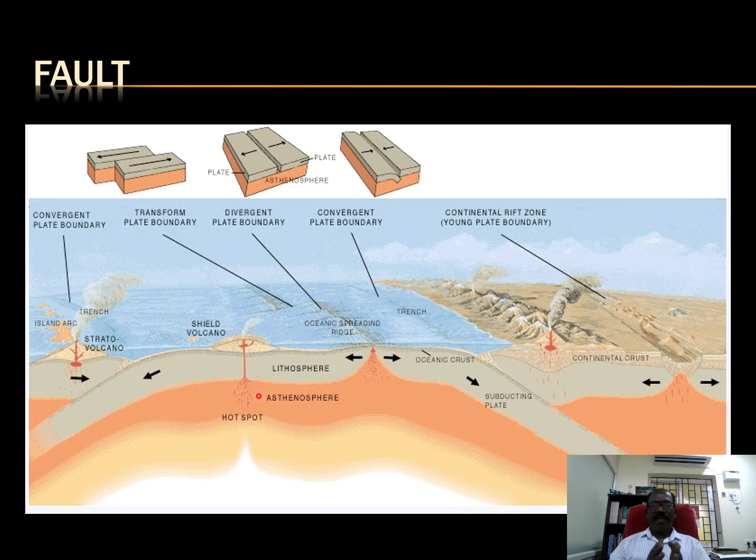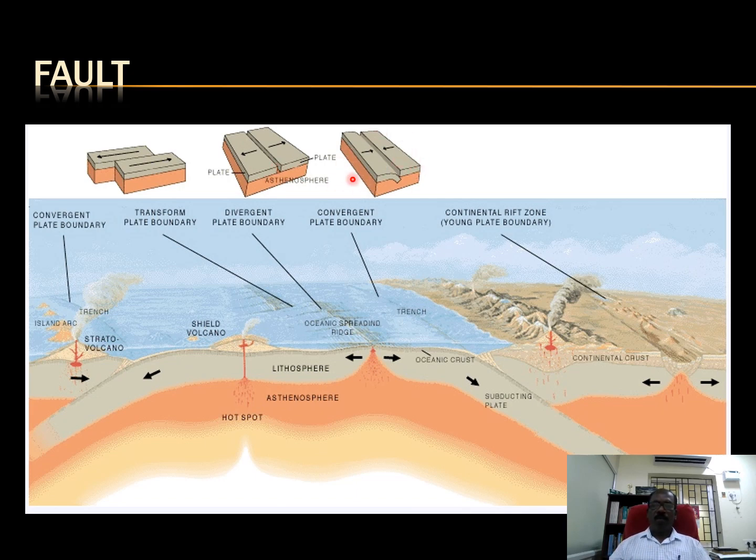Here are different kinds of breaking action. See these diagrams. This block moves to this side, and the other block moves to the opposite side. This is a kind of fault. And see here, these kinds of things are happening at the divergent boundary. Both plates move apart from each other.